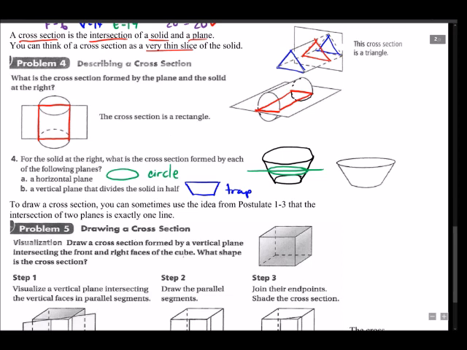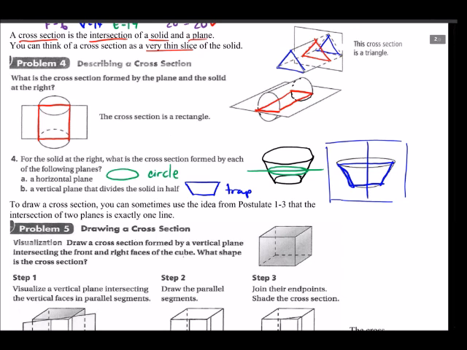Now what happens when our plane goes vertical? Well, let's think of it this way. We're cutting a plane like this. So it's going to slice through here, it's going to slice through here, and when I cut the front off of this, what's going to be left is a trapezoid. That's like getting the rectangle out of the cylinder. We get a trapezoid out of this.